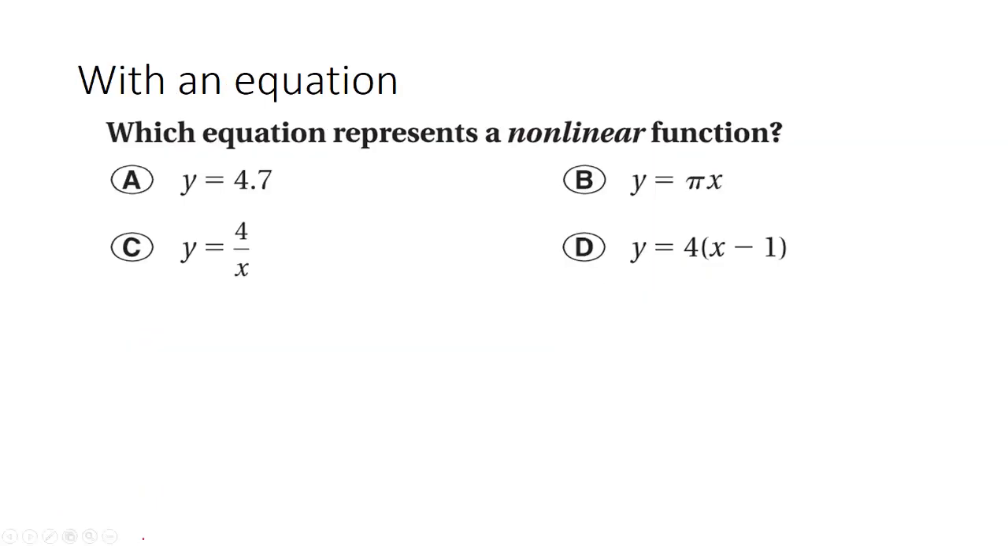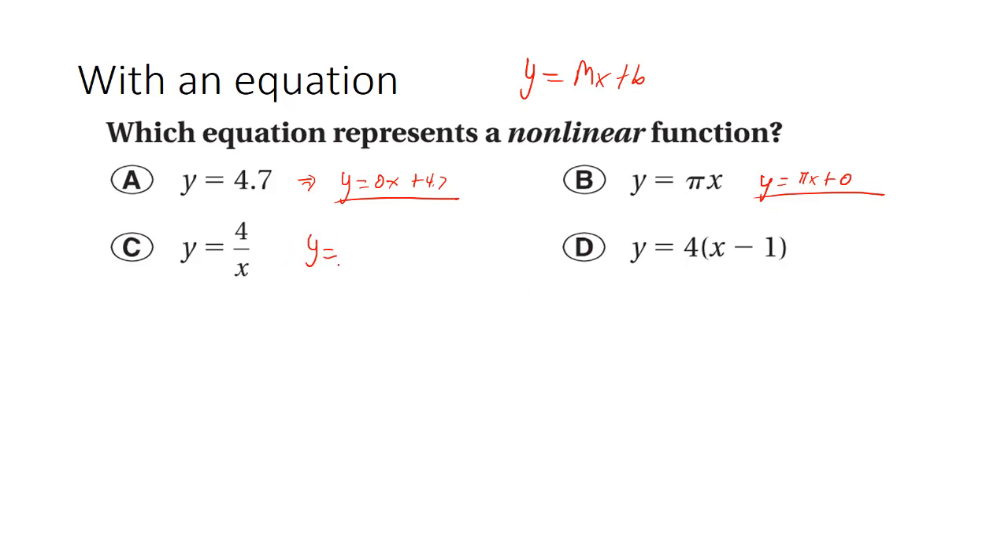Equations are a little bit trickier, but you guys know what a linear equation looks like. A linear equation looks like y equals mx plus b, or it can be rewritten in that form. So for instance, a can be written as y equals 0x plus 4.7. So it's a horizontal line, it's got a 0 slope, and it's at 4.7. So it's a line. Y equals pi x. We can write this as y equals pi x plus 0. So it is a line that goes through the origin, has a slope of pi.